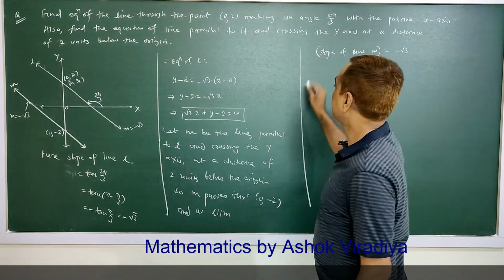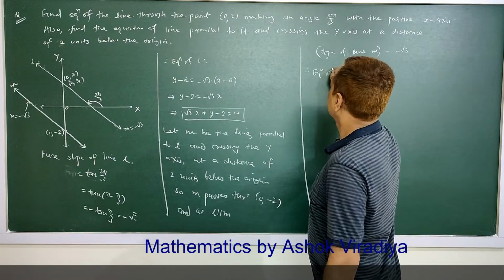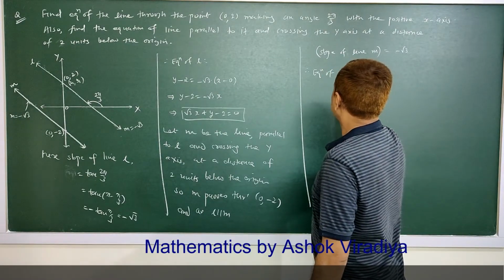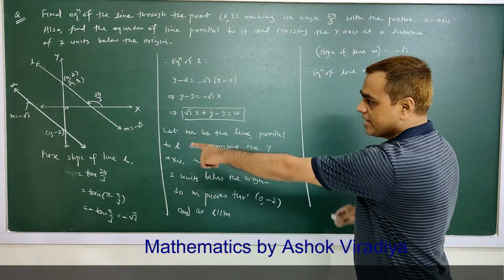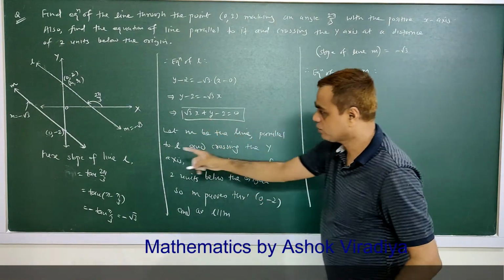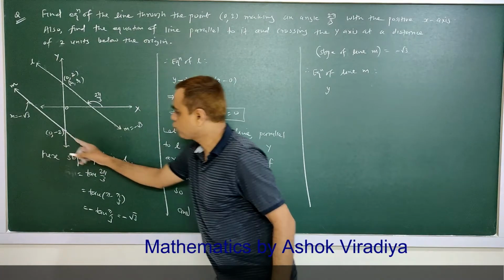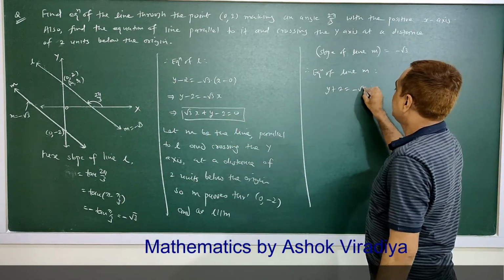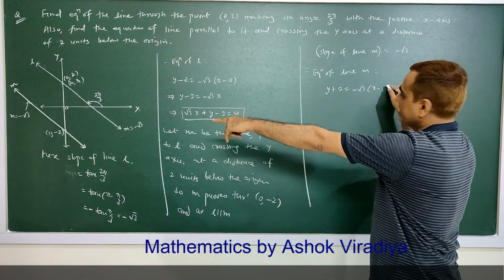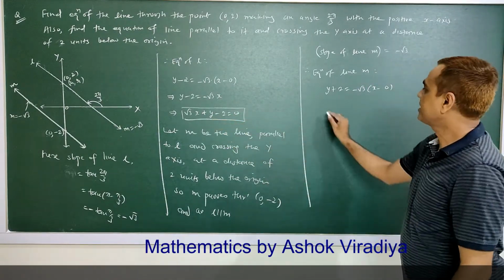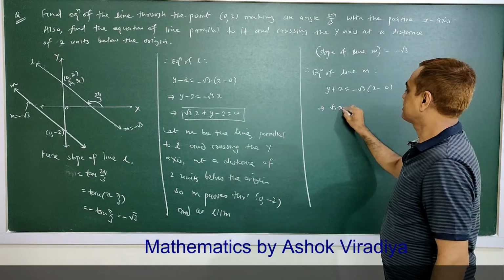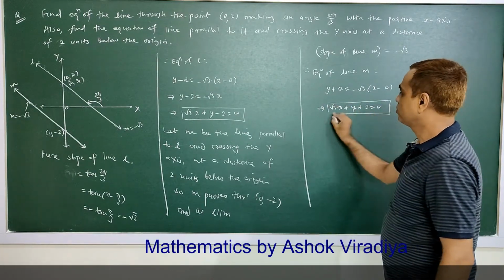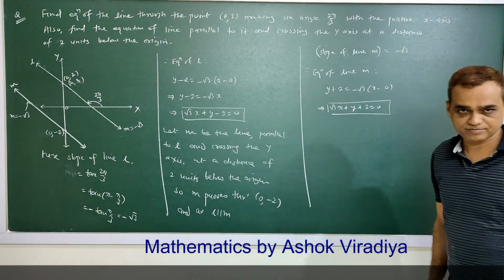So the equation of M. Therefore, the equation of line M is y minus y1. So this is our x1, y1. So y minus y1, that is plus 2, equal to m into x minus x1, which is 0. So that is root 3x plus y plus 2 equals 0. So this is another line.